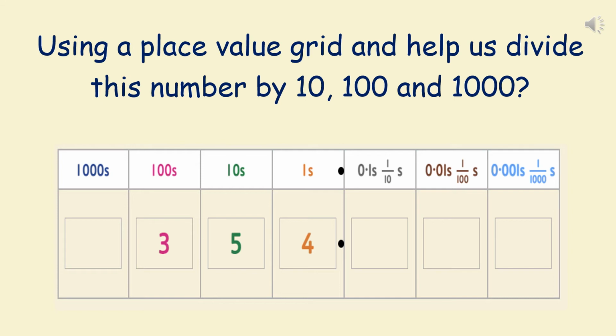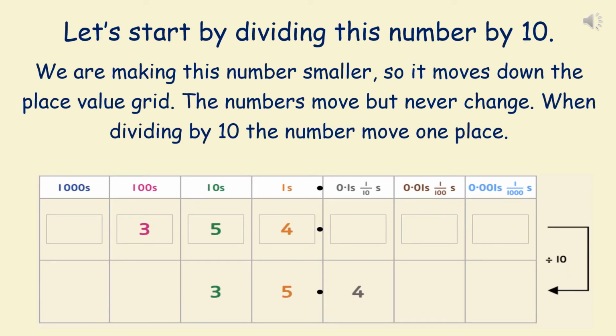We can use a place value grid to help us, and that's what we're going to do. So using this place value grid, we're going to divide this number by 10, 100 and 1000. So the first step is to make sure that the number is in the correct place values on the grid. Let's start by dividing this number by 10. We are making this number smaller, so it moves down the place value grid. The numbers move but never change. When dividing by 10, the number moves one place.